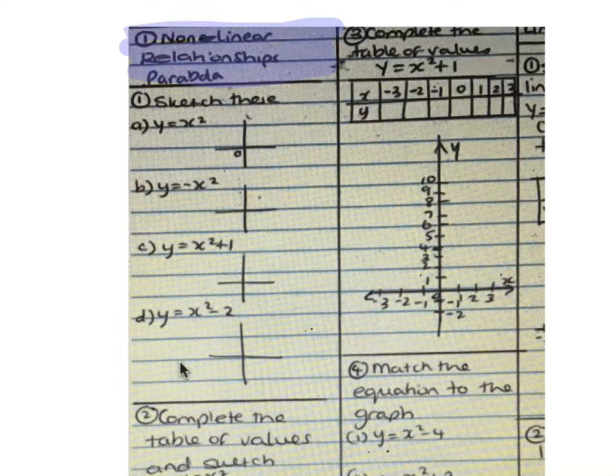Okay, so this is just our non-linear. Your basic parabola shape looks like that. It's just like this is your basic shape. You know it's a parabola because it is x squared. So that's a parabola.